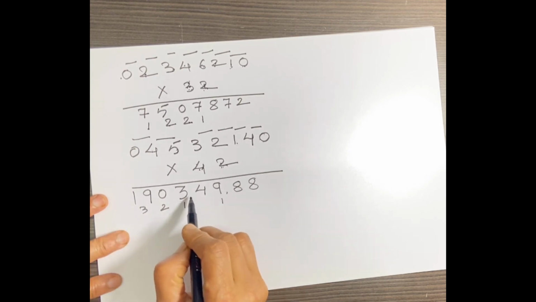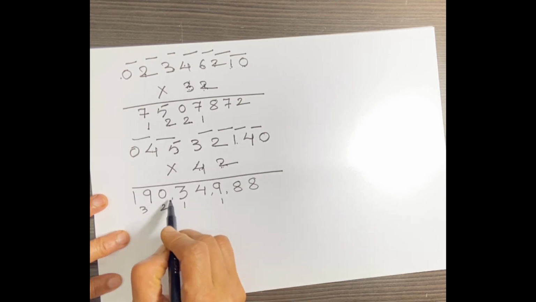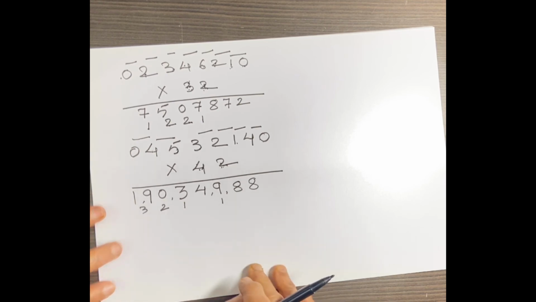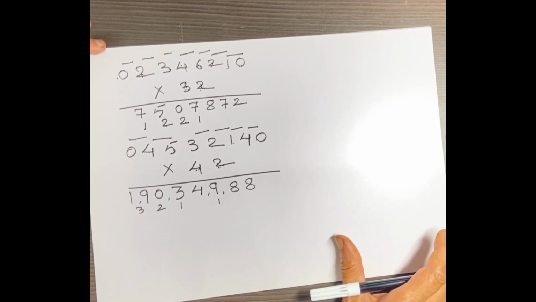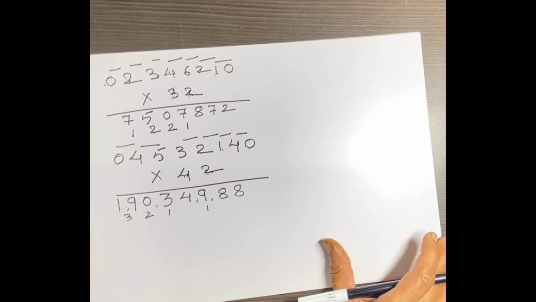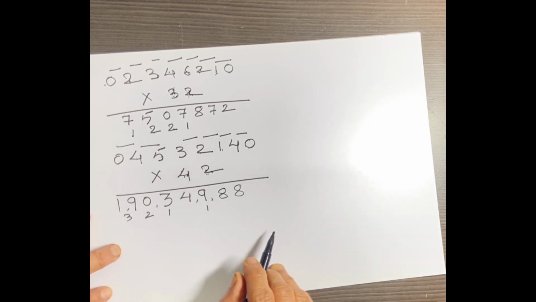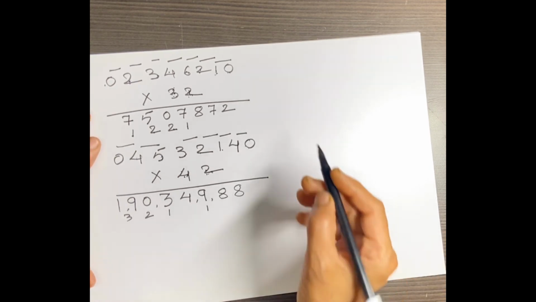And our answer is ready. So 1 crore 90 lakhs 34,988 is the answer. This much bigger multiplication also we are solving in one line and also in a few seconds. All these are time saving methods. Okay, we will take one more example.